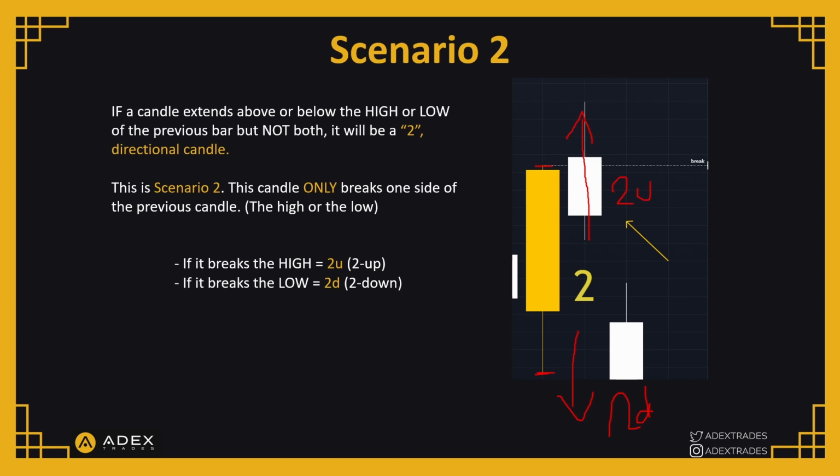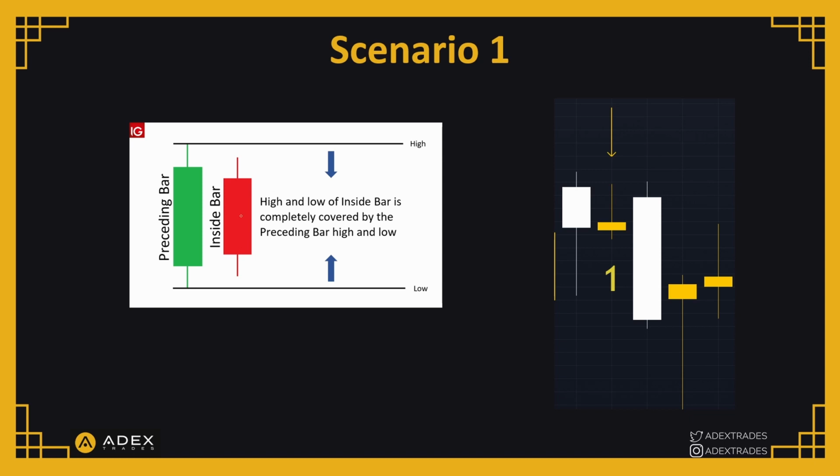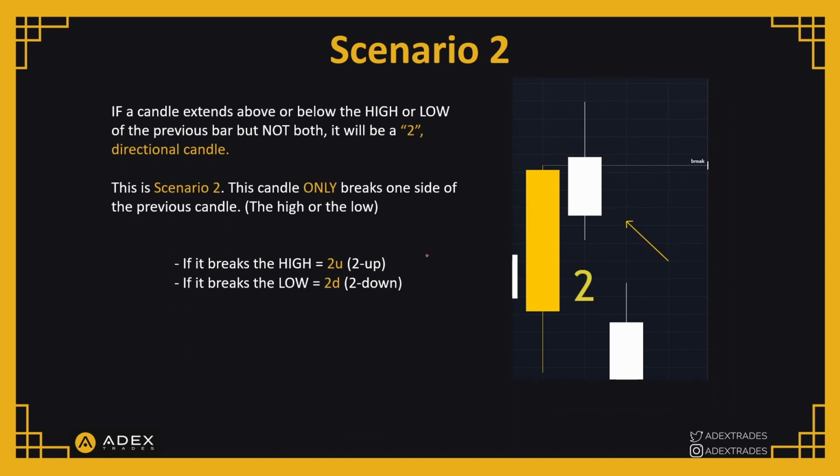All right. Hopefully this is starting to make sense so far. So far we've talked about scenario 1 and scenario 2. Scenario 1 is when the current bar that you're looking at does not break the high or the low of the previous bar. Scenario 2 is when the current bar breaks one side. It can either be the upside or the downside. If it's the upside, it's a 2-up candle. If it's the downside, it's a 2-down candle. All right.